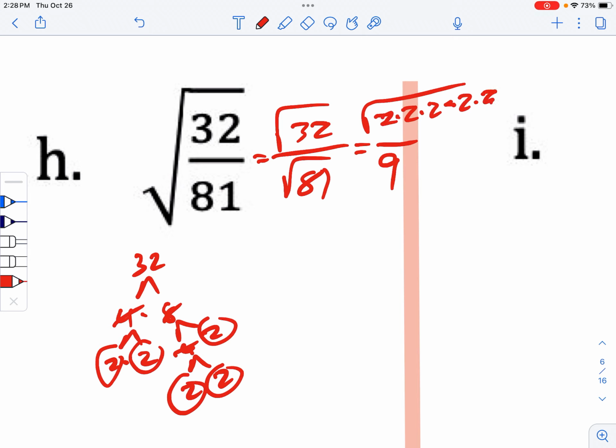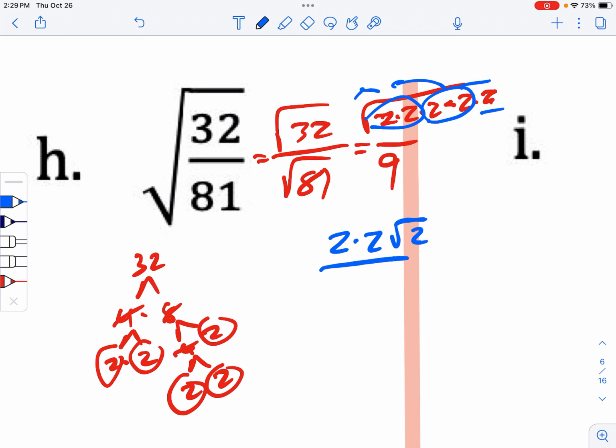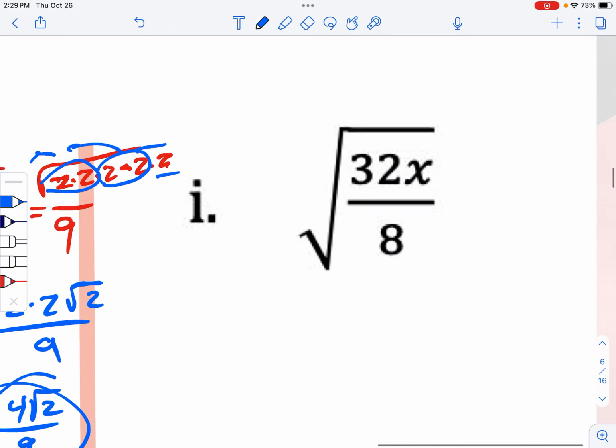5 2's. So what can I take out of the top? There's a 2. I can take out another pair of 2's. Those become a root of 2 on the outside. And whatever's out there already, you're going to multiply it by whatever you take out. And this 2 stays in there. This is all over 9. 2 times 2 is 4, so that's 4 square roots of 2 all over 9.